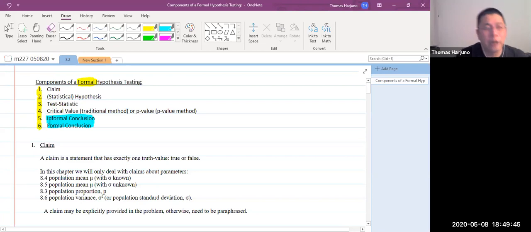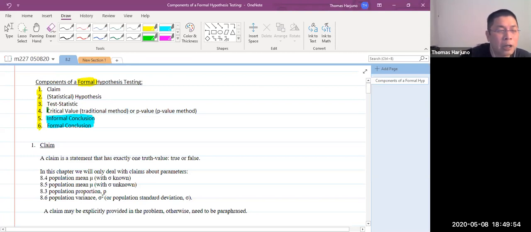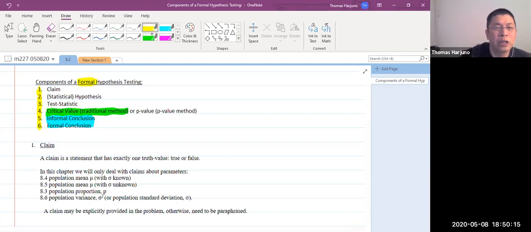Another warning is that in the past, if you look at my old tests, for many years I used the table method, so I taught them the traditional method when it comes to hypothesis testing. However, since last year, I fully went to calculator, so the method we use in this class will be the p-value method.